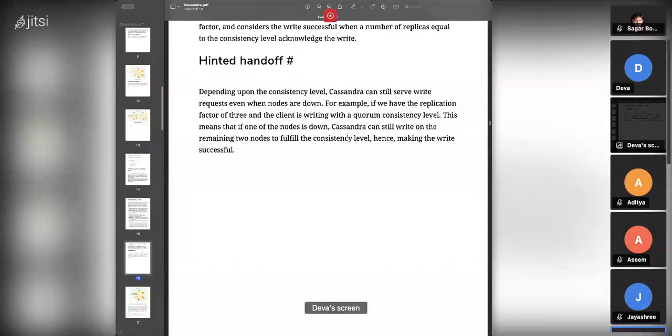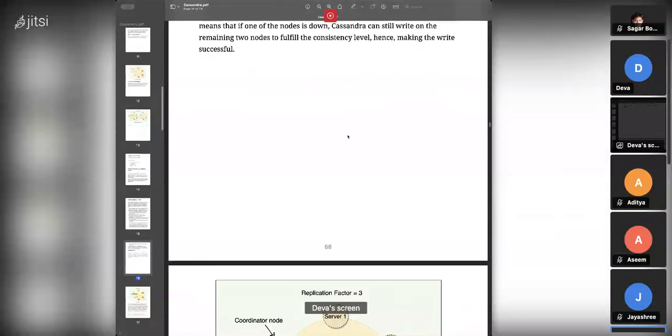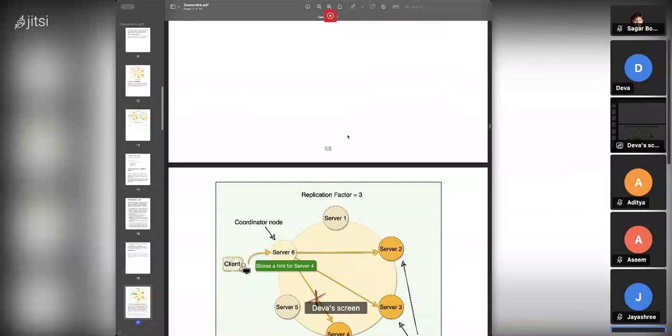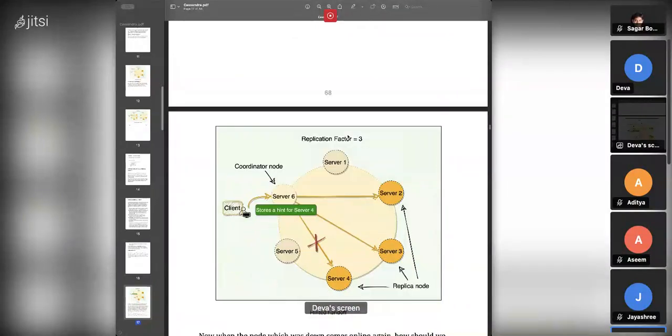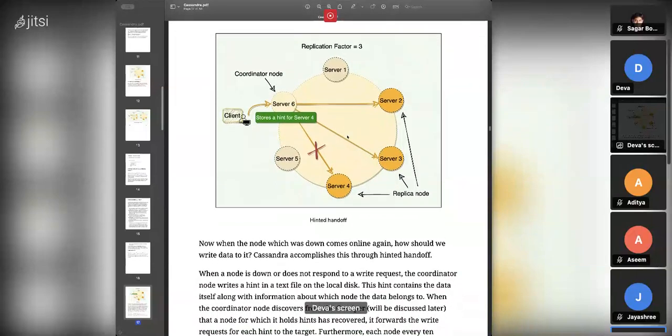This means that if one node is down, that's fine. I mean, it writes to the two nodes, I think. What if one more node is down? How is it acting? Maybe they have explained it down here. So in this case, server 6 is a coordinator node and its replicas are server 2, 3, and 4. In this case, 4 is down. Servers 2 and 3 are still able to access it.